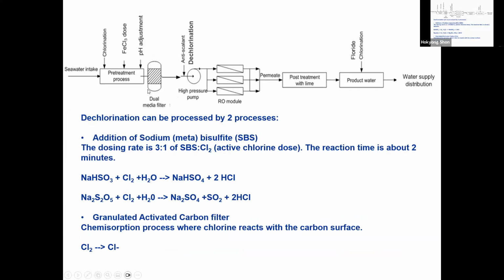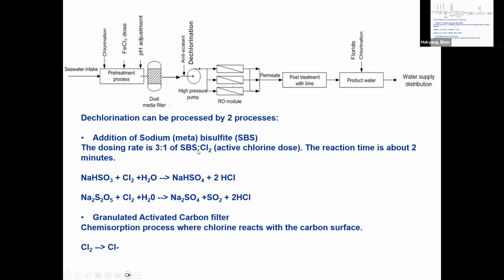Also, dechlorination. As I mentioned, initially we chlorinate it to protect our process. And then before reverse osmosis, we dechlorinate. So how can we dechlorinate? We're using sodium metabisulfite. The sodium metabisulfite dosing rate is a 3:1 ratio.